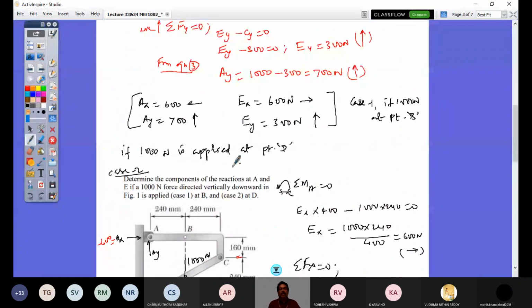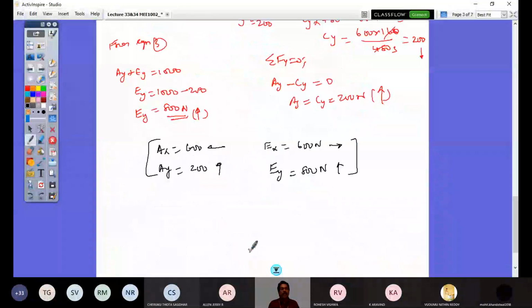If you have answered both, it is 5 marks each. If you have drawn the correct free body diagram in both cases, you get 40% of the marks, 4 marks, and if your answers are correct, then you get the remaining marks accordingly.